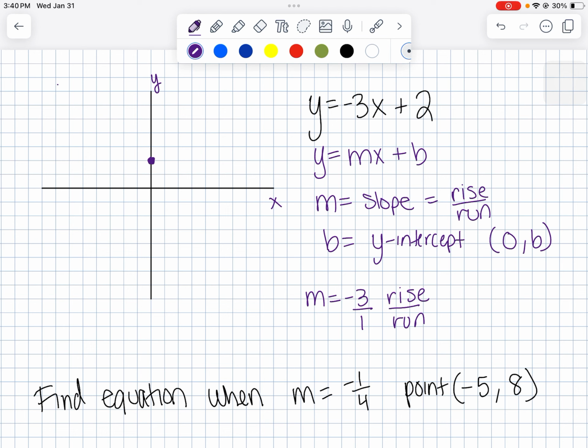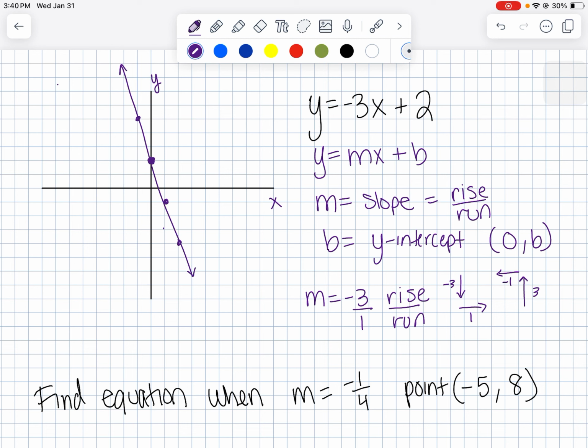So rise of negative 3, you can either go down 3 and then right positive 1. That would make a negative 3 slope. Or you could go up 3 and then left 1 because positive 3 and negative 1 is going to be a slope of negative 3 as well. So either down 3, right 1, or up 3, left 1. And that's how we graph a line in slope-intercept form.